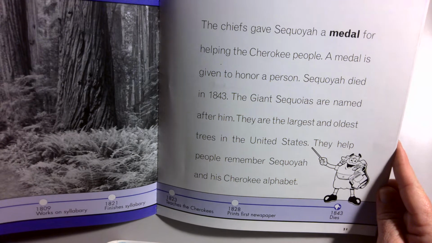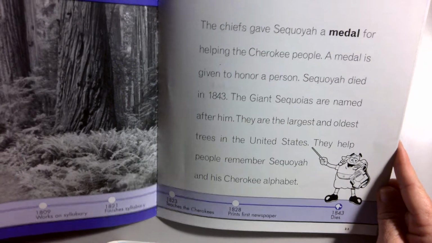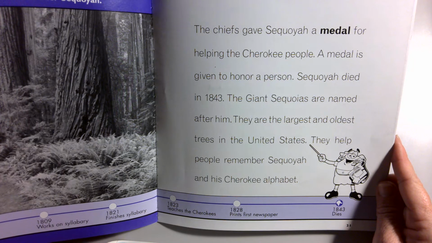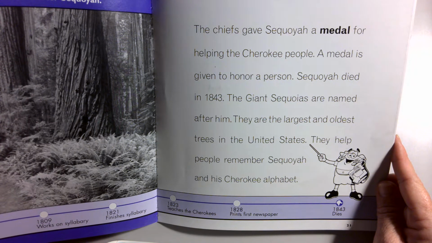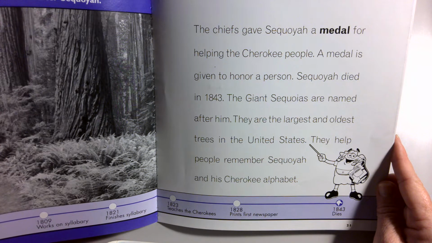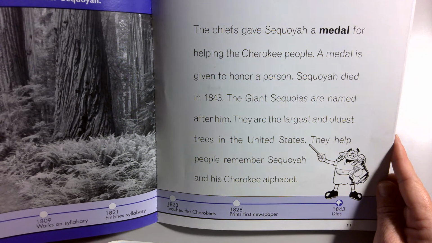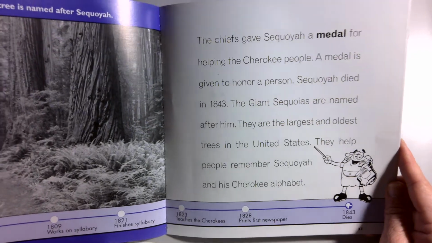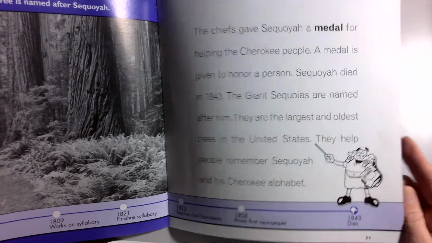The chiefs gave Sequoyah a medal for helping the Cherokee people. A medal is given to honor a person. Sequoyah died in 1843. The giant sequoias are named after him. They are the largest and oldest trees in the United States. They help people remember Sequoyah and his Cherokee alphabet, which is pretty amazing.